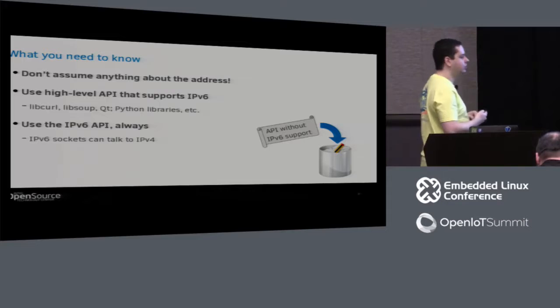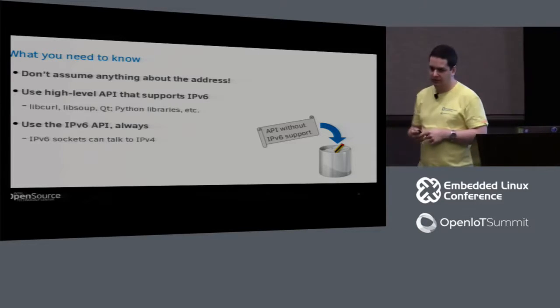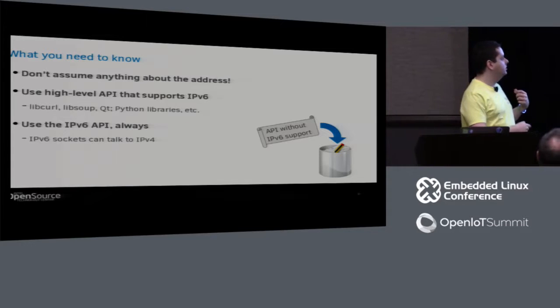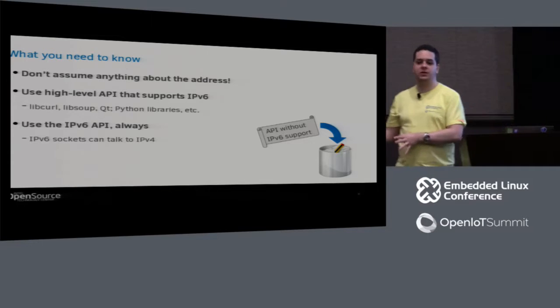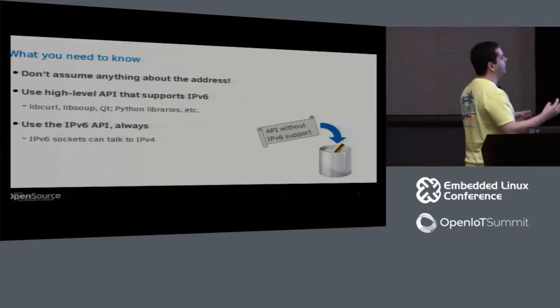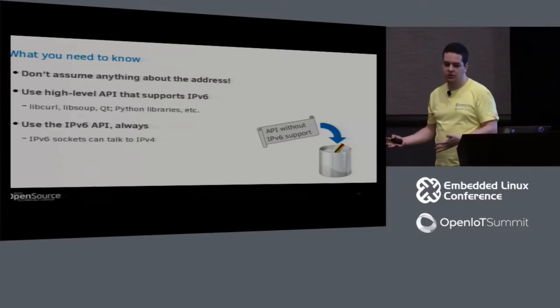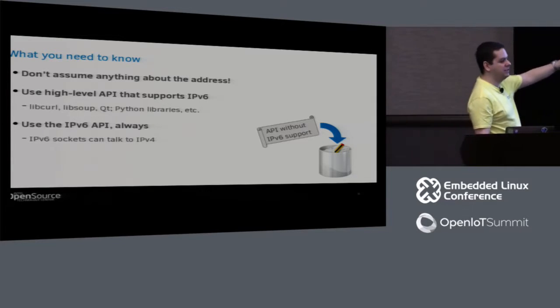What you need to know. Don't assume anything about the address. Don't try to construct it; treat it as an opaque thing. Use the high-level API that you have, if you have it. So if you're using a tool, like I'm a Qt developer, right? Just use the Qt functionality for this. It's IPv6 enabled, has been since 2001. If you're using libcurl, use the libcurl functionality. Do not try to invent your own things. Of course, this session is actually about how if you want to invent your own code, but that's fine.